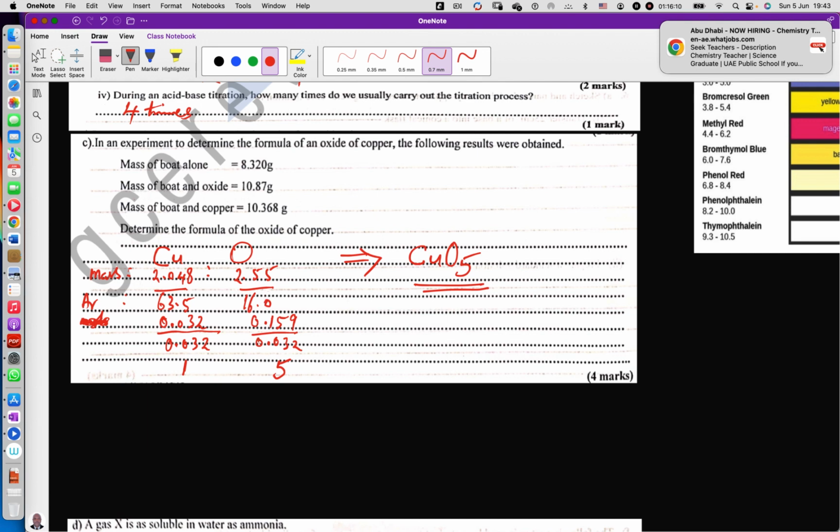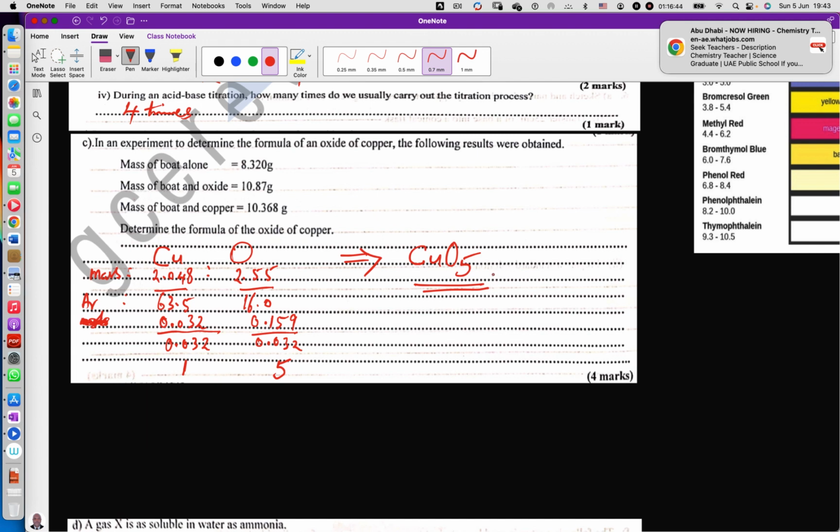But if we are dividing it by the oxygen atom, it is 16. So now when we divide, we will have 0.032 and 0.159. Then we have to divide by the smaller one, so we'll divide everything by 0.032. We will have 1 and 5. If I were to determine the formula of the oxide, this will be the formula of the oxide.